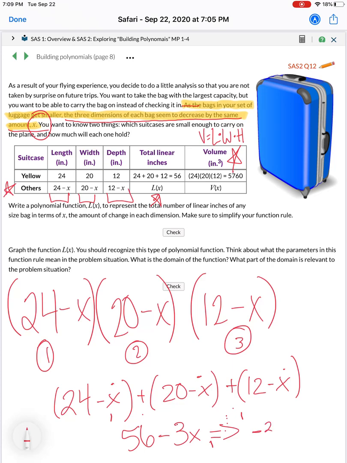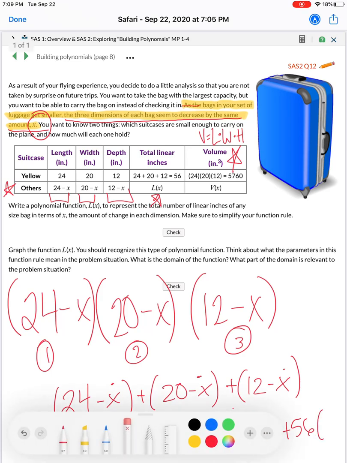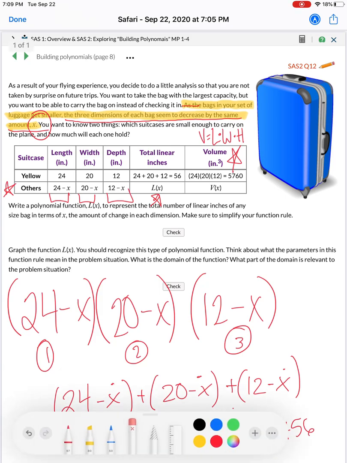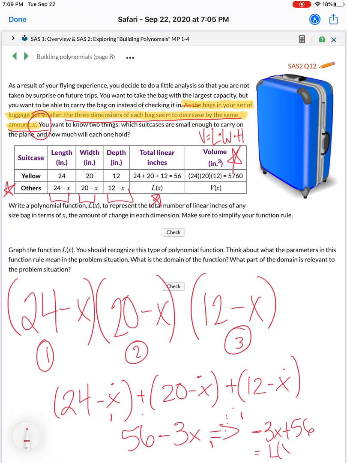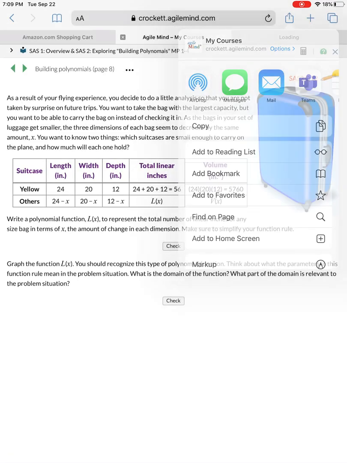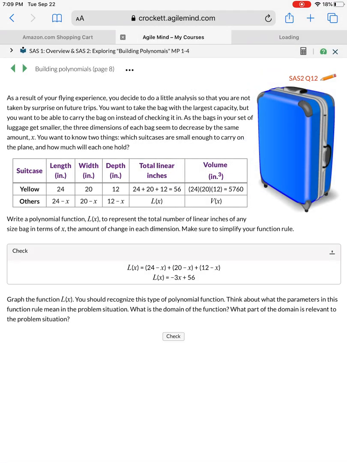So this is the same thing. I'm just swapping it around so it's in the correct form. Negative 3x plus 56 for our L of x. Okay? So now, I'm going to go back and I'm going to click check. And it's going to show you the exact same thing I did. You're supposed to add all three dimensions.